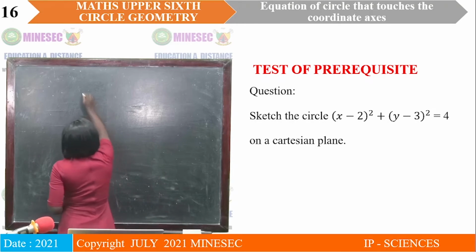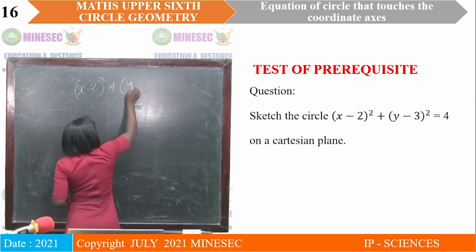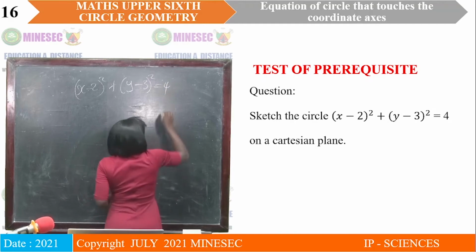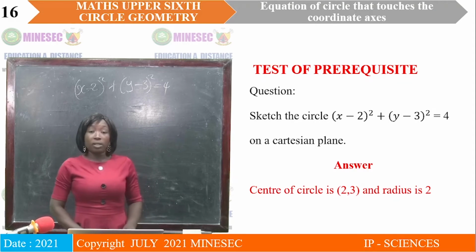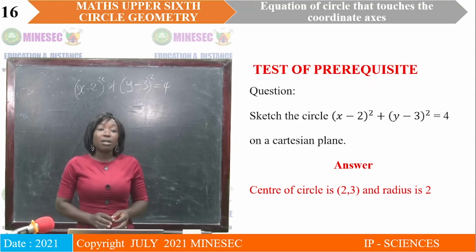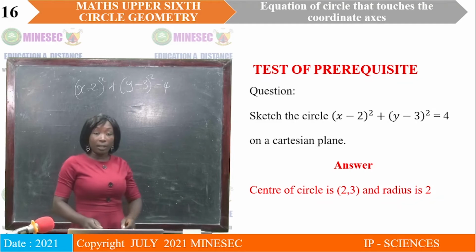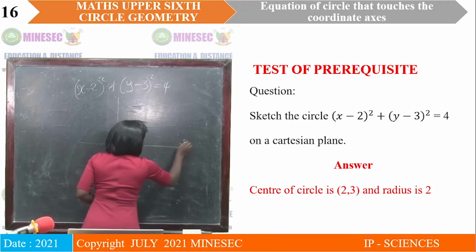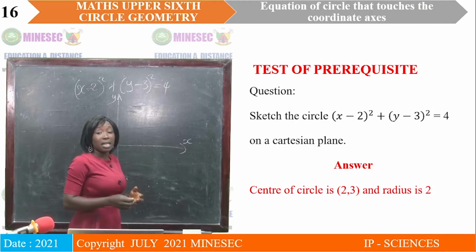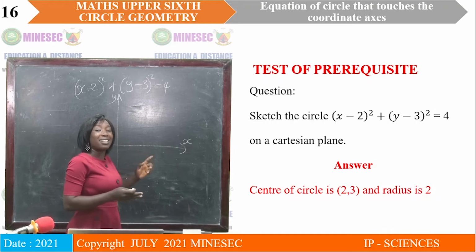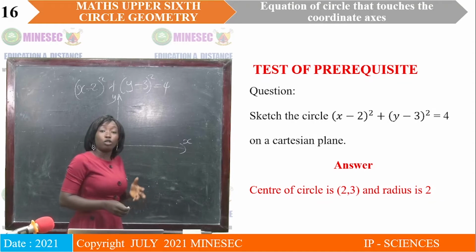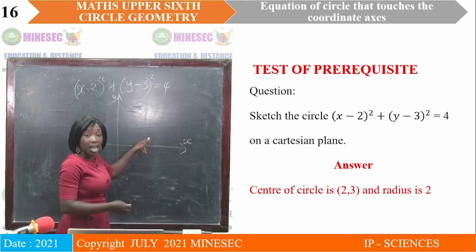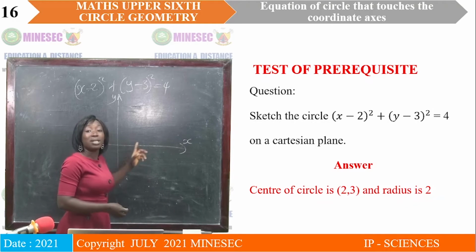So we have the equation of the circle as (x minus 2) all squared plus (y minus 3) all squared equal to 4. Now to sketch that circle, the center of the circle, as you can see, is (2, 3). And the radius is 2. Now what you have to understand is that you have a Cartesian plane, x-axis, y-axis. The radius simply gives you the distance you will move from one axis to the center. Using the grid that you have, you move 2 units from the y-axis to meet the center of the circle, and you move 2 units from the x-axis to meet the center of the circle.